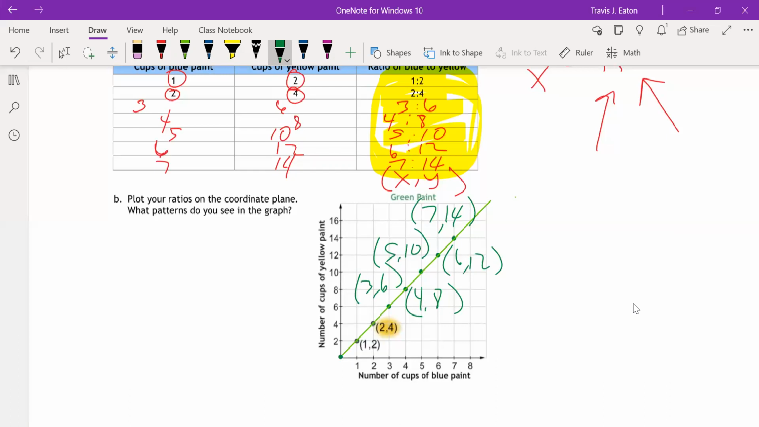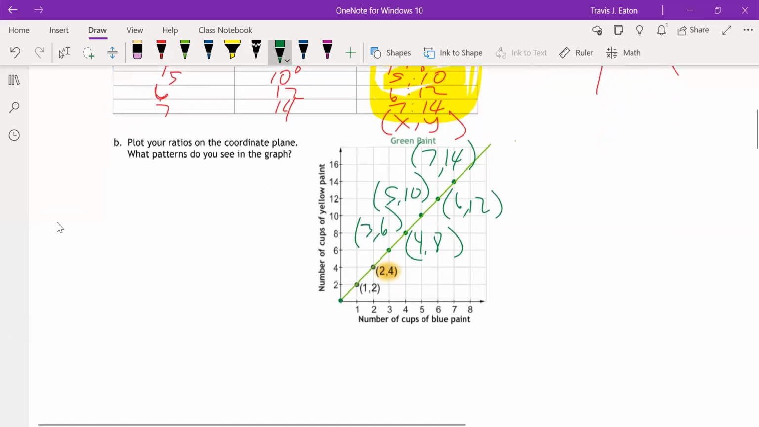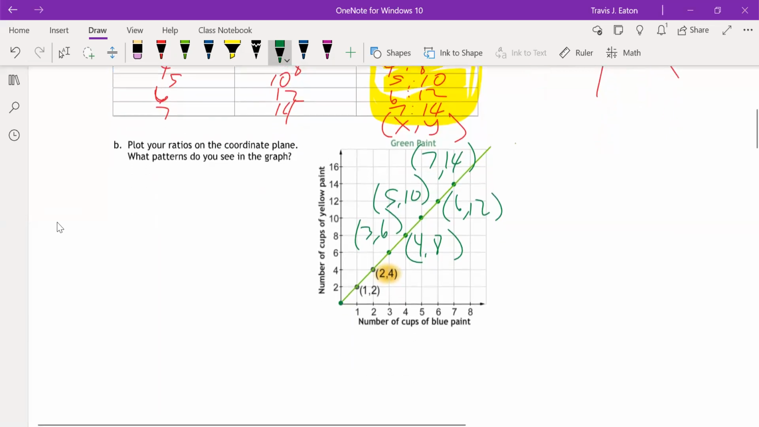So when we're looking at this graph here, we can tell. Let's write this question down, okay? It says plot your ratios in the coordinate plane. What patterns do you see? Well, let's not worry about that at this point. Let's answer this question.